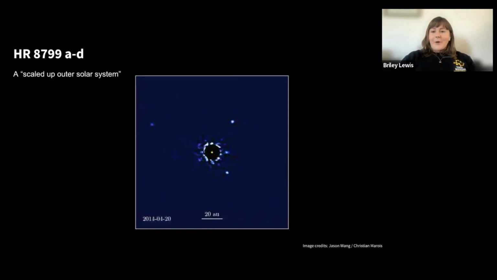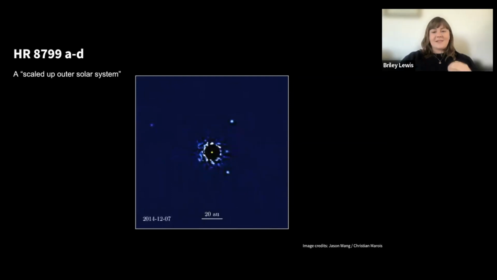This is one we looked at already today. This was our title slide image, HR 8799. A is the star itself, and then B, C, D, and E. I should have said B through E, not A through D. So B, C, D, and E are the planets. Each of these planets that you see, each dot, is multiple times the mass of Jupiter. And they are at double the distances of Jupiter, Saturn, Uranus, and Neptune, respectively. So this is kind of like a big scaled up version of our outer solar system.